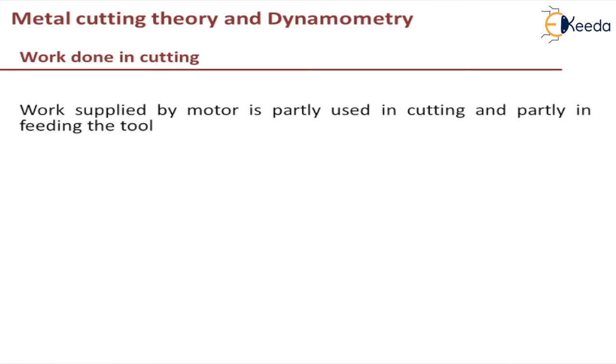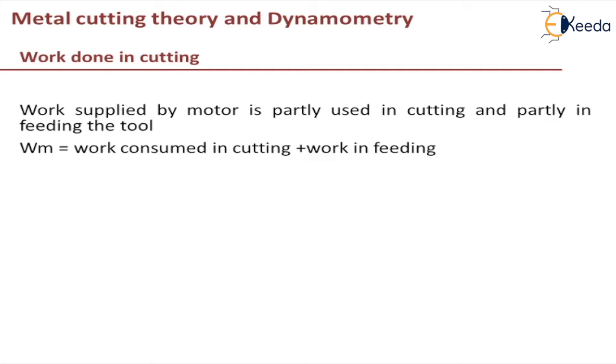So, work done in cutting. The work supplied by the motor is partly used in cutting and partly in the feeding of the tool. Let us consider Wm as the work supplied by the motor. That will be equal to work consumed in cutting plus work in feeding. When you compare the two, work consumed in cutting is higher, so work done in feeding is negligible.